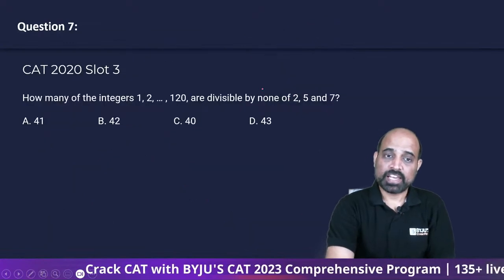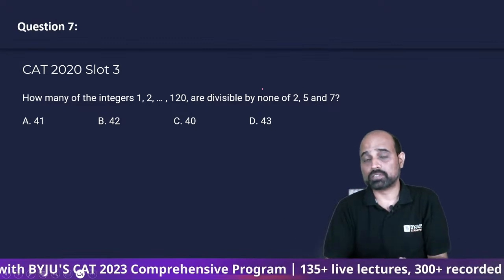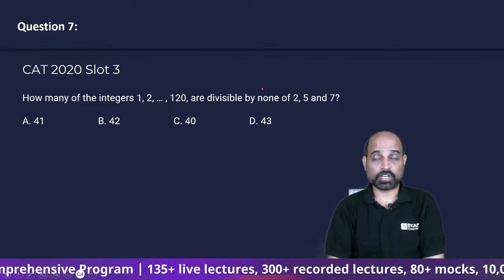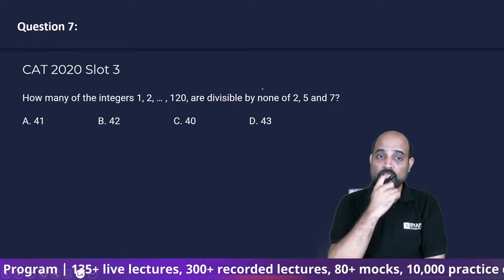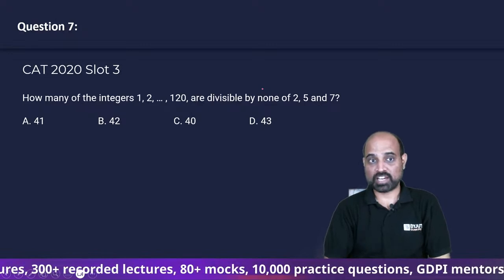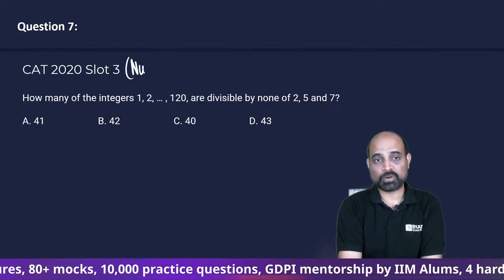ठीक है? Ratios means you take the basic values and then you extrapolate it. You make it bigger. Another question. Slot 3 of CAT 2020. How many of the integers are divisible by none of 2, 5 and 7? Now, this is again a question from numbers logic or set theory, depending upon how you look at it.